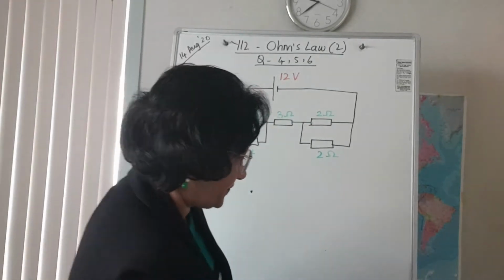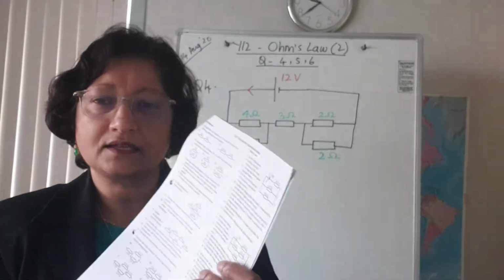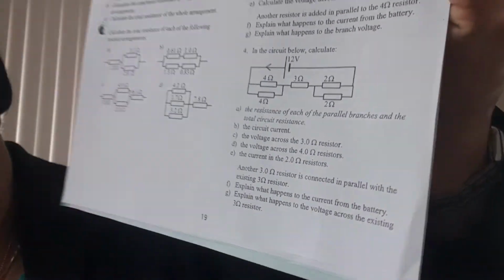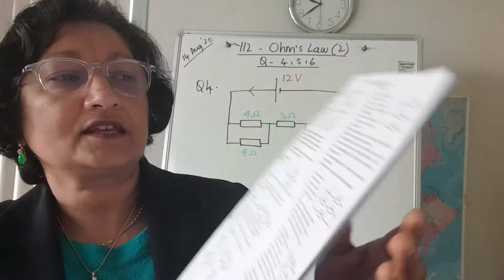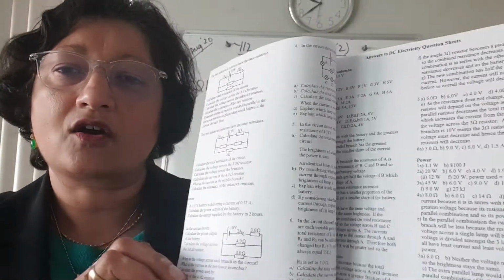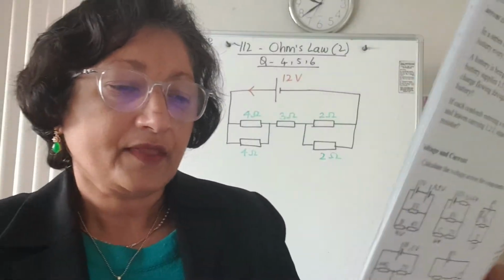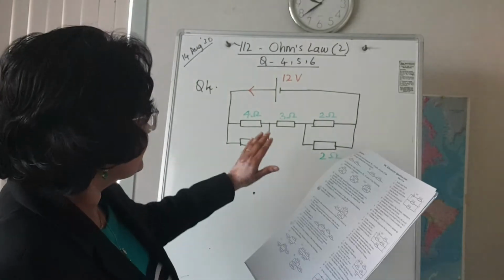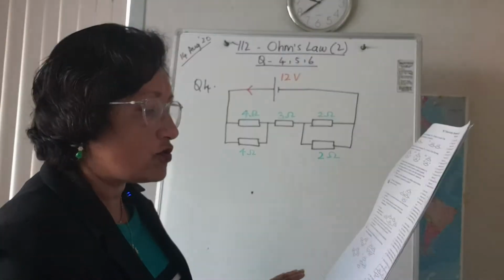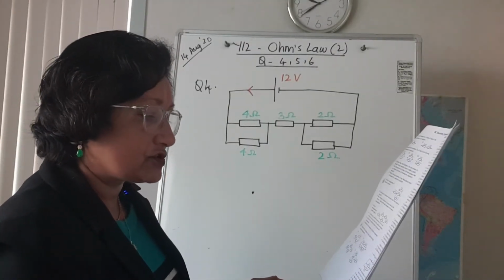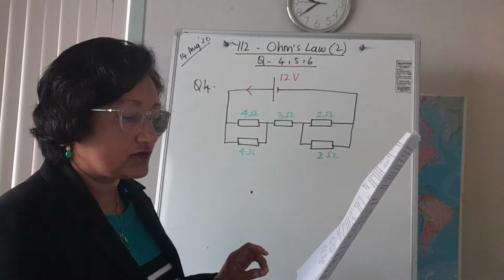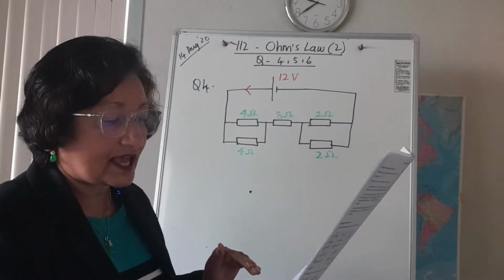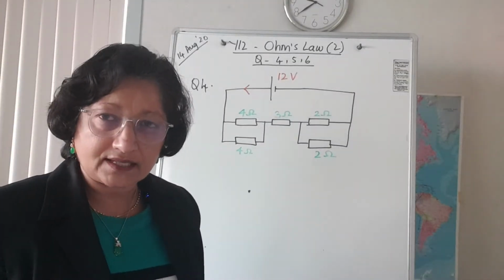These questions are in your booklet under Ohm's law, on page 19 in your booklets. Question 4 is on this page, but 5 and 6 are on the next page. What I have drawn is the circuit given for question 4, and what we have to do is calculate the resistance of each of the parallel branches and then calculate the total circuit resistance.